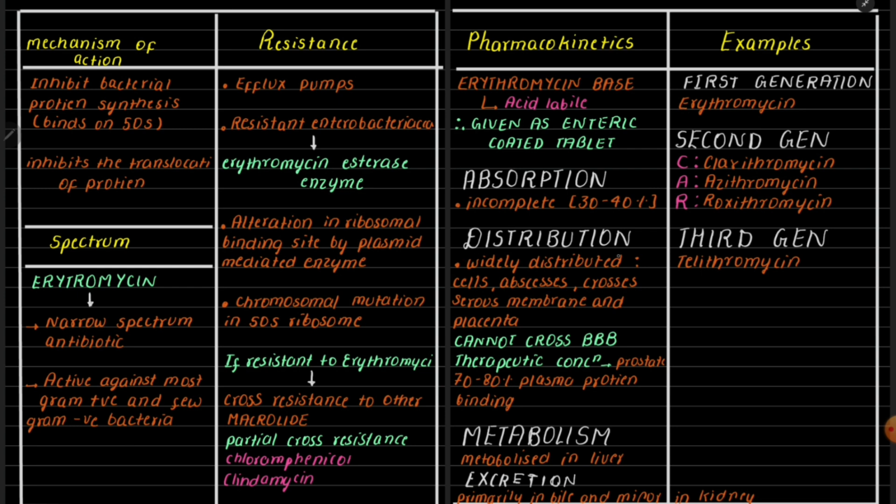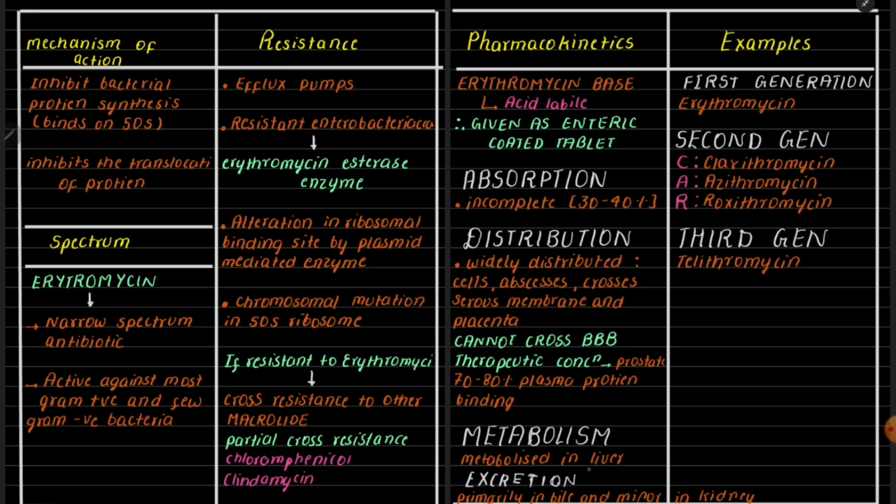Let us look at the distribution. Macrolides are widely distributed in areas like cells and abscesses. They can cross serous membranes and even the placenta, which is why macrolides are contraindicated in pregnancy. But macrolides cannot cross the blood-brain barrier, which is why their CSF concentration will be low. Therapeutic concentration of macrolides is seen in prostate. They are 70 to 80% plasma protein bound.